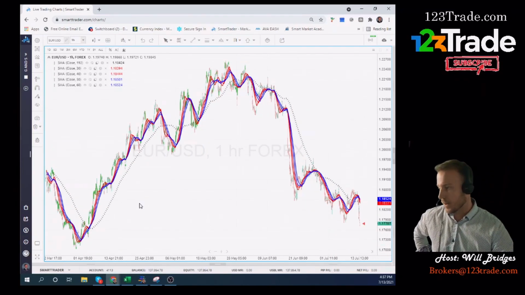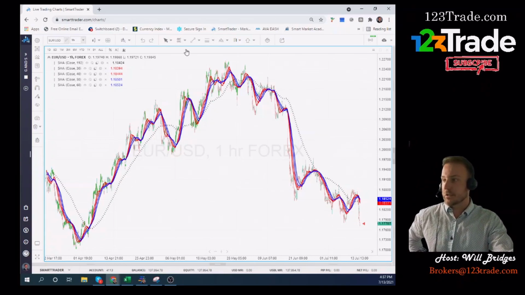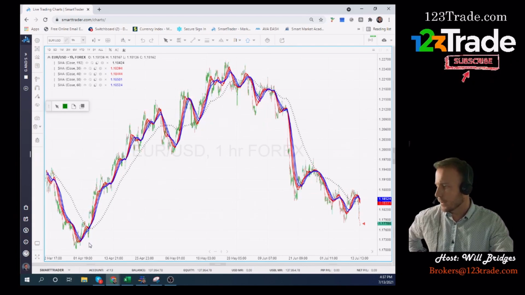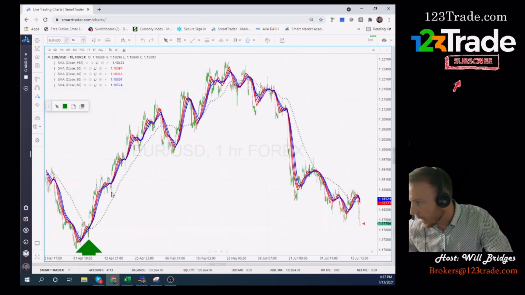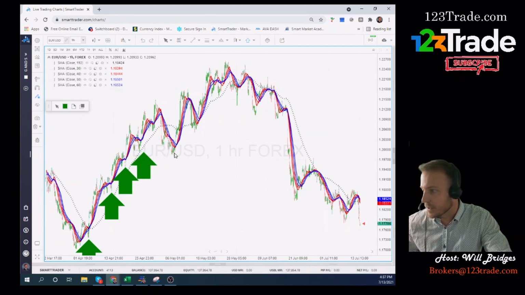Every time that our red crossed over to the top would have been a great opportunity to buy, and I'll show you guys where all of those happened. You should just use an arrow for that. But that happened here. It happened, actually, let's lock this tool. Happened there. It happened right here. It happened right here. You guys get the point.